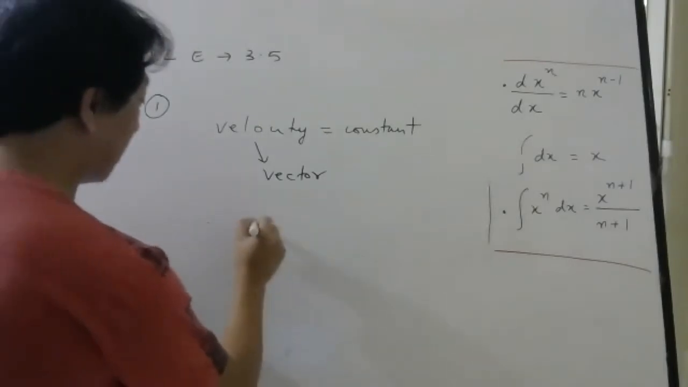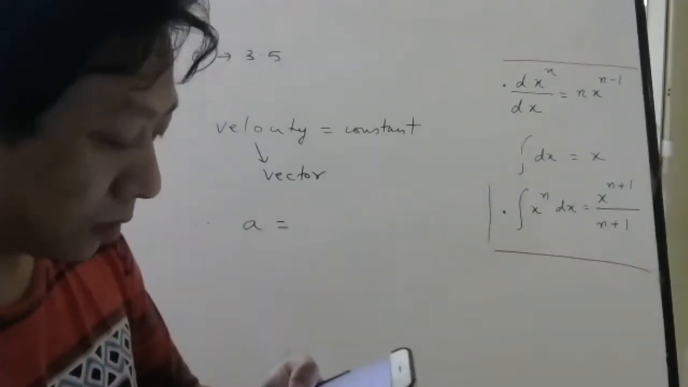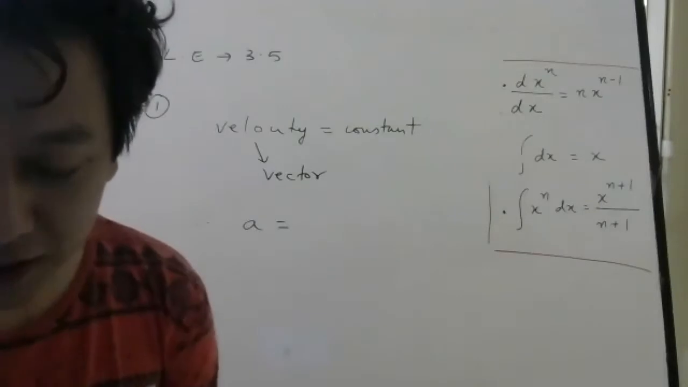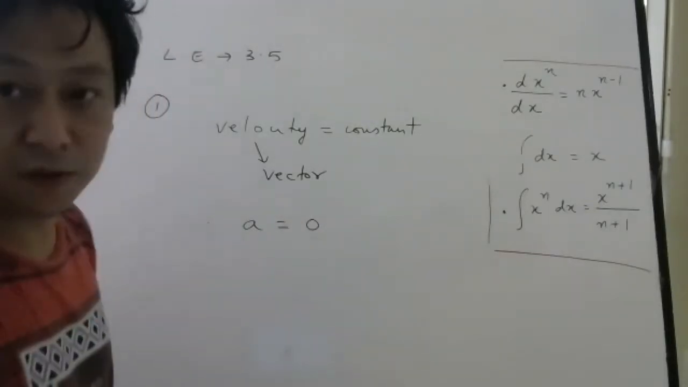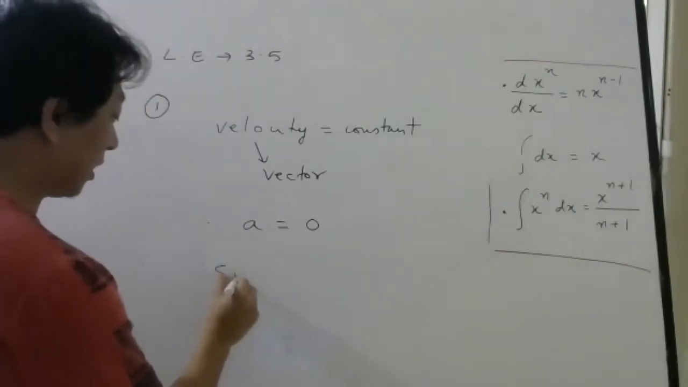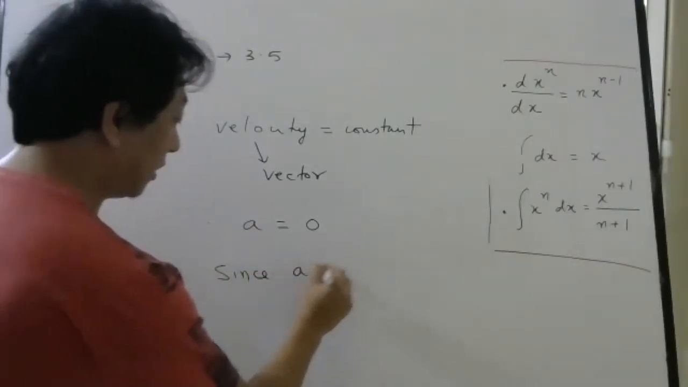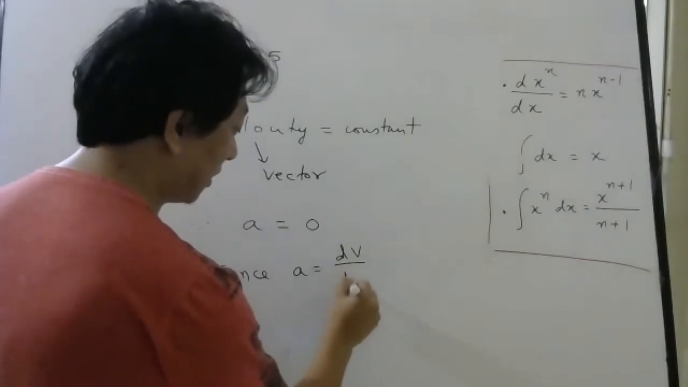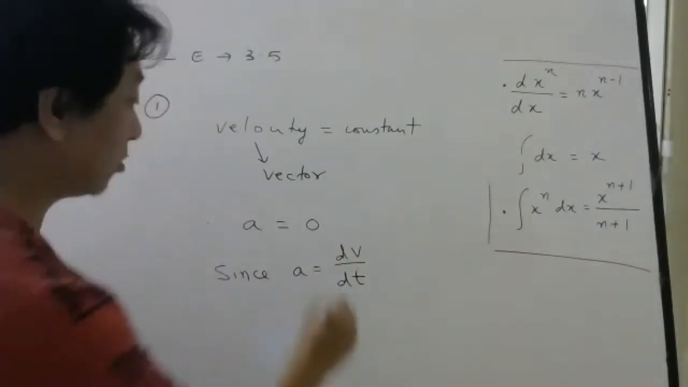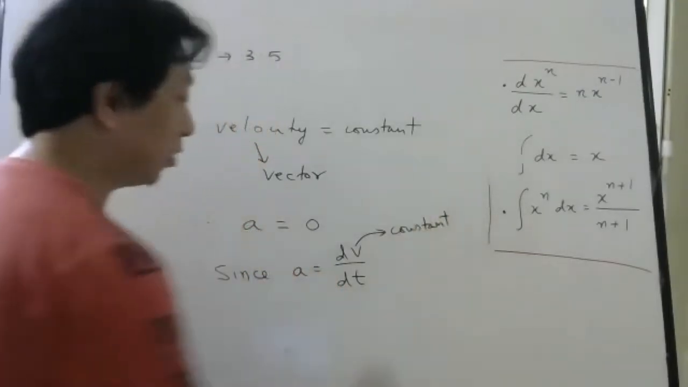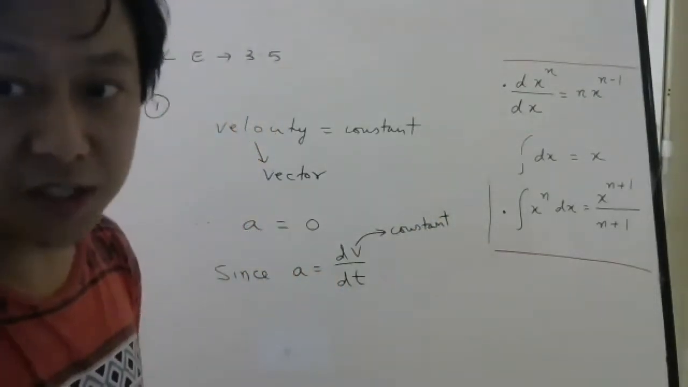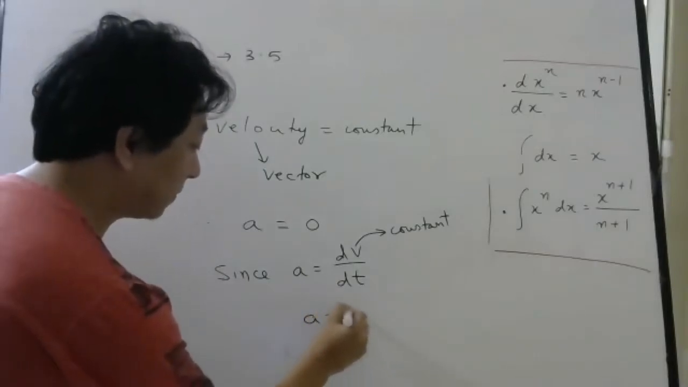Therefore, what will be the acceleration they are asking? What is acceleration? Can you tell me? If velocity is constant, acceleration will be 0. Why is acceleration 0? What was the formula? Acceleration is the rate of change of velocity, dv by dt. So if velocity is constant, then I hope you remember that the differentiation of a constant is always 0.